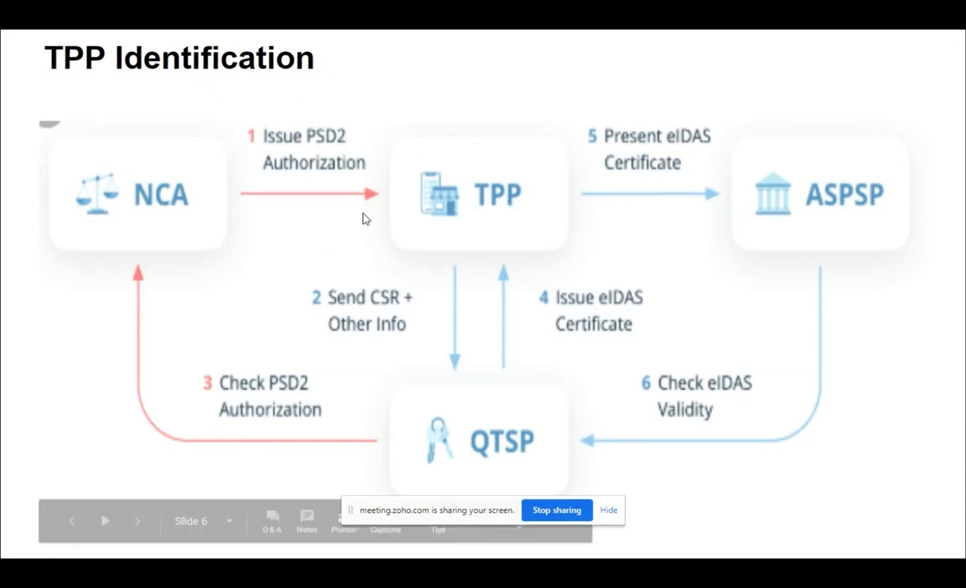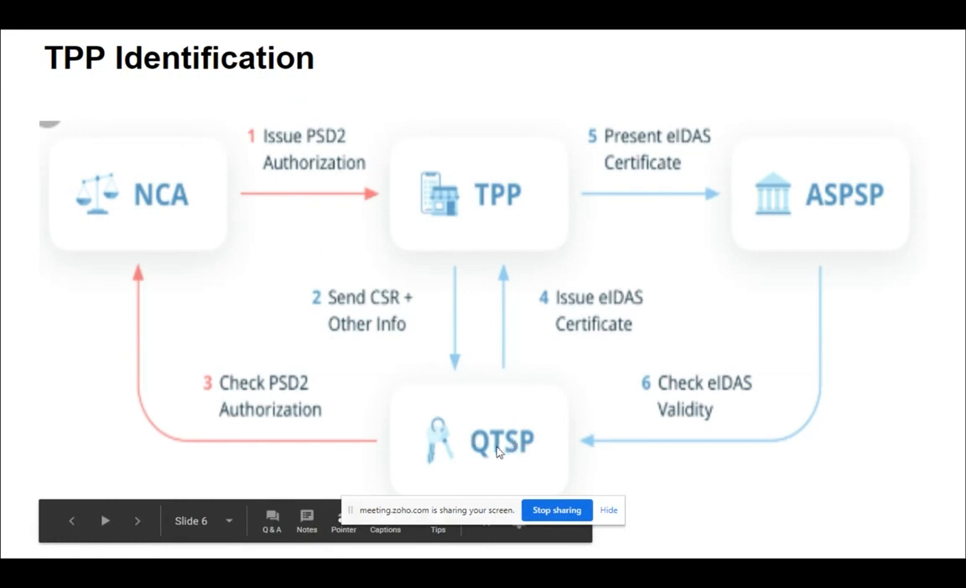First step, the National Certificate Authority will issue the PSD2 authorization. Basically, it gives an authorization number to the TPP. The TPP has to register with the NCA, the National Certificate Authority, which will generate one authorization number or TPP number and give it to the TPP. The TPP then creates a CSR plus other info, including the authorization number which we get from the NCA. CSR is nothing but a certificate signing request, and it is sent to the QTSP, the qualified trust service provider.